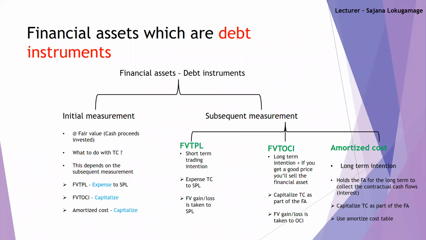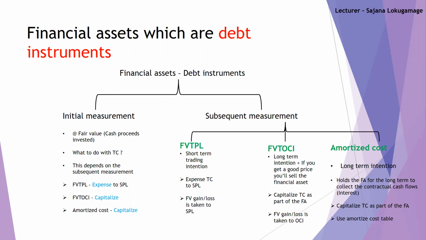Hey guys, in this video, let's talk about financial assets, which are debt instruments. For example, you invest in a loan note. For you, it's a financial asset. Why? You have a contractual right to receive cash. So it's a financial asset, which is a debt instrument.